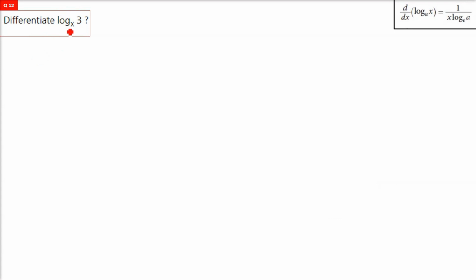Differentiate log base x of 3. In order to solve this, there are certain ways, like directly you can use the expression, but the problem here is that the x is in the base. So you cannot directly differentiate it. You need to convert it so that you can differentiate it. For example, by the property, log base a of b can be written as log b by log a. And this is a property because you can convert the log to base e, and only then can you differentiate.